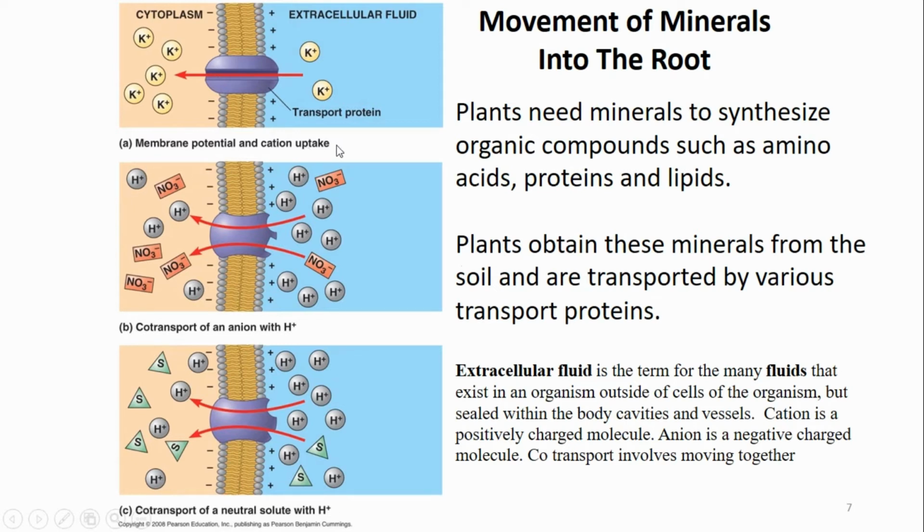That's why you have a membrane potential. Cation uptake, that's the movement of positive ions. Anion uptake, that's the movement of negative ions. You can only bring in a negative ion with a positive ion. That's how it works. You co-transport neutral solutes with H pluses also. So this is the way you get minerals moving through the root. Very simplistic. Much harder than I wanted it to be, but I thought you might enjoy seeing this. A cation is a positive ion, an anion is a negative ion. Co-transport means moving together. You can play this part of the video back again because it's quite confusing.